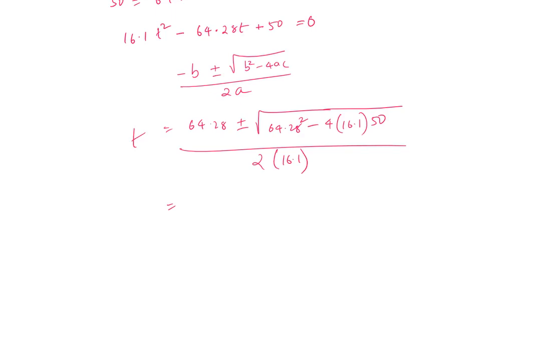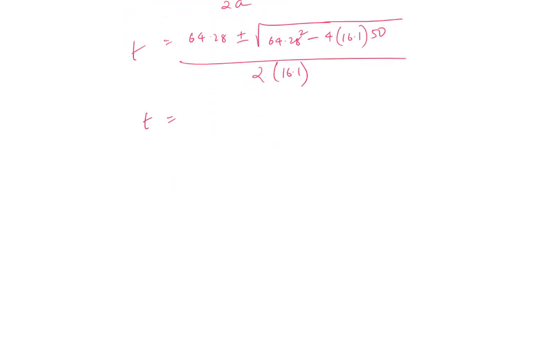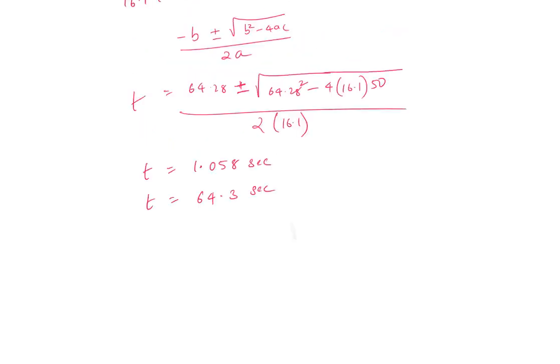So you get two values of t, one with plus, other with minus. The two values of t are 1.058 seconds and another value of t is 64.3 seconds. Okay, all right. Now which time do we choose?